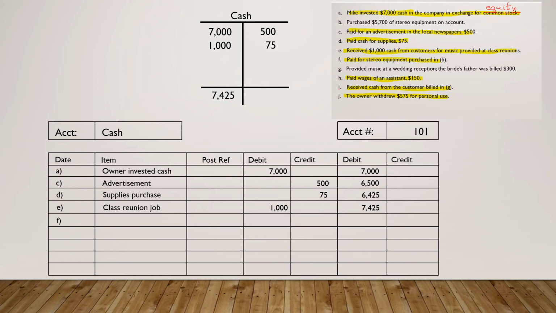Transaction F. We credited cash to pay off the liability for the stereo purchase. We see the $5,700 in the credit column, and the new debit balance becomes $1,725. In the ledger, the $5,700 from the journal entry goes in the first credit column, and the second debit column gives us our updated debit balance of $1,725.